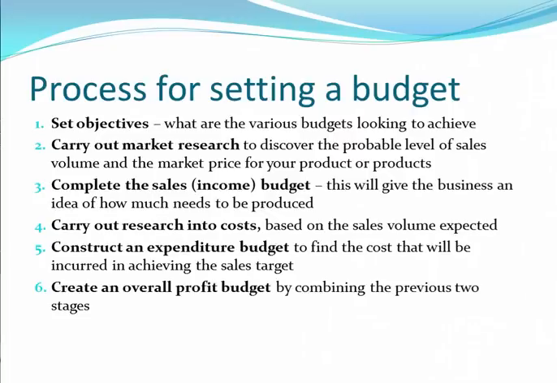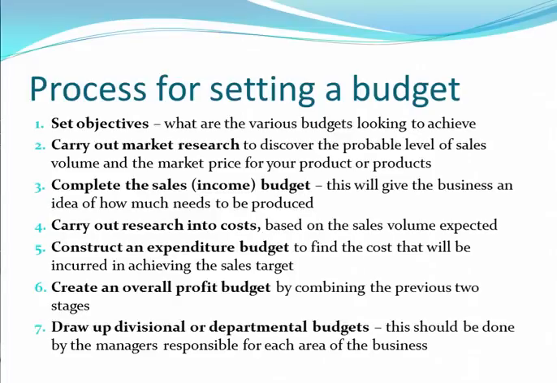You can then combine the two to create an overall profit budget. You take the sales budget, add it to the expenditure budget, and that will give you a profit budget. Don't get this confused with the cash flow forecast. This is not money in, money out. This is expected sales, revenue, and costs.